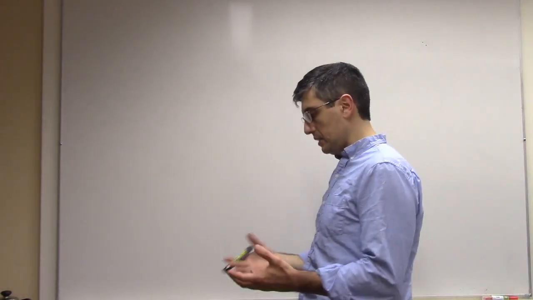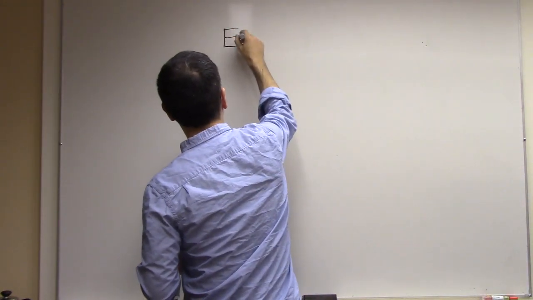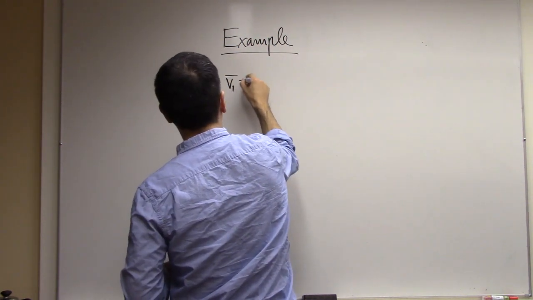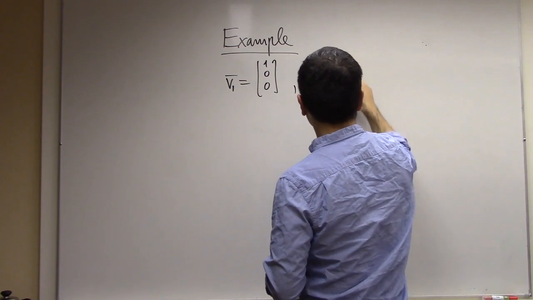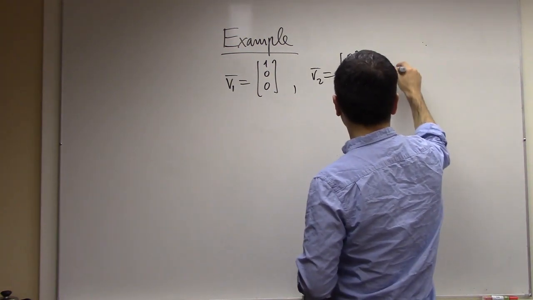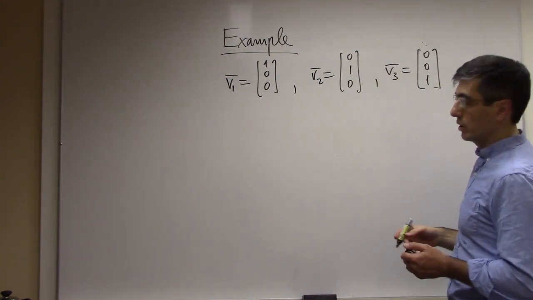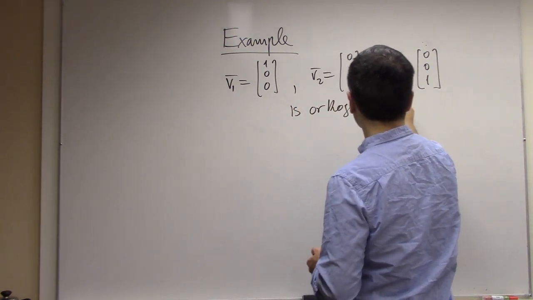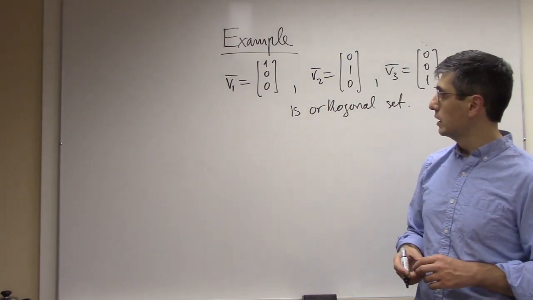Now, one specific set of orthogonal vectors we already know, and it's a very convenient set. Okay, so the standard basis is orthogonal. If I take V1 to be this, V2 to be this, and V3 to be this, then this is an orthogonal set. But there are many more orthogonal sets in R3.